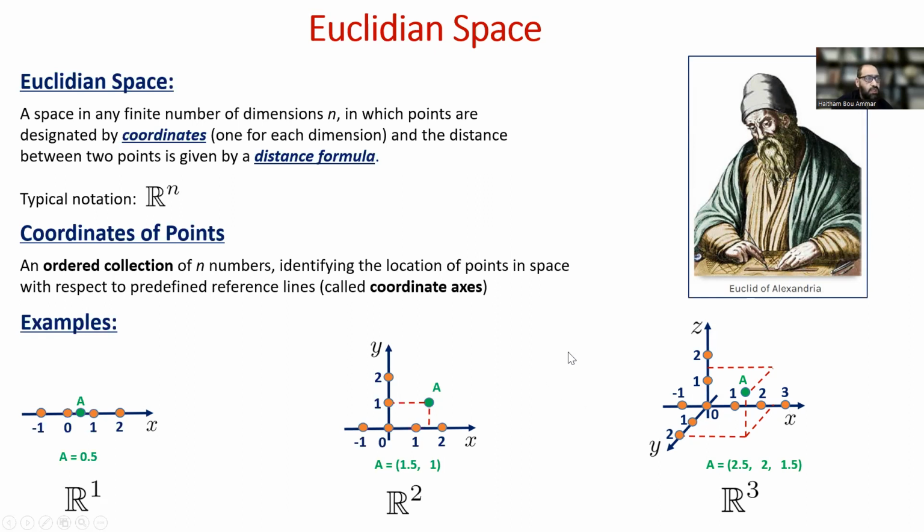Okay? So now we know at least what a Euclidean space is, right? That's any space that has a finite number of dimensions. You can describe points by coordinates, right? Where coordinates are an ordered collection of numbers, and they describe how much you move along each of those different coordinate axes.